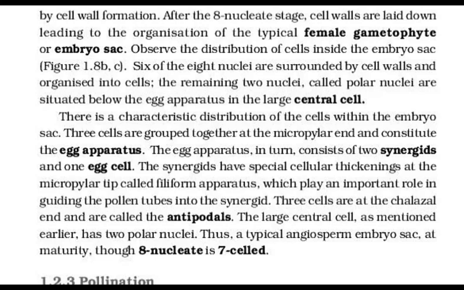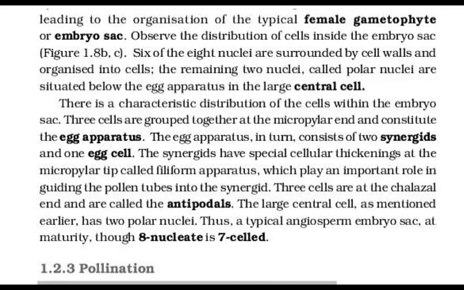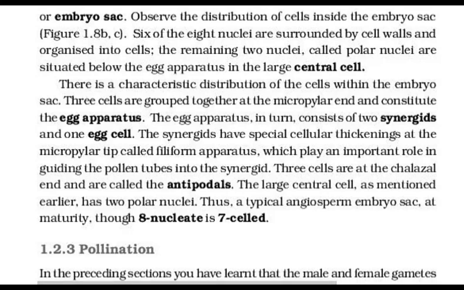Next is megasporogenesis. The process of formation of megaspores from the megaspore mother cell is called megasporogenesis. Ovules generally differentiate a single megaspore mother cell, that is MMC, in the micropylar region of the nucellus. ठीक है। Megasporogenesis: the process of formation of megaspores from the megaspore mother cell is called megasporogenesis.